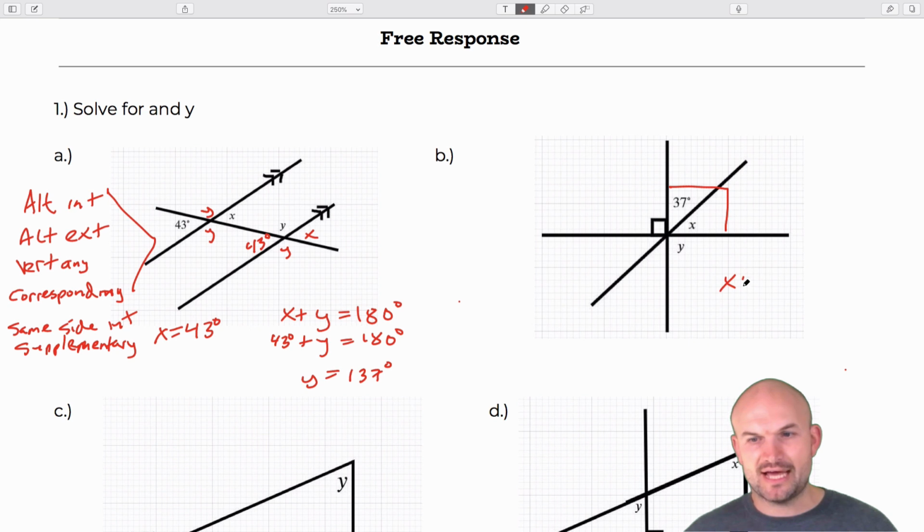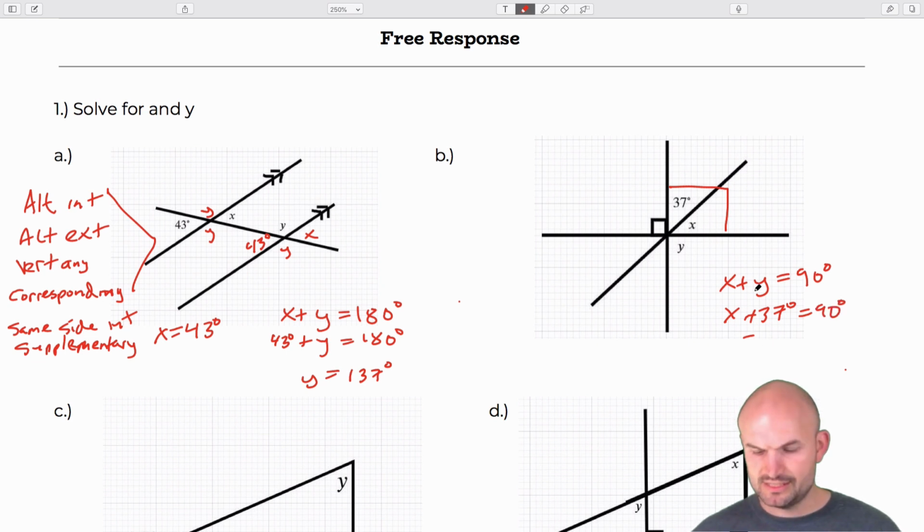So I can write the equation x plus y is equal to, not 180, they're equal to 90 degrees, because when you have two angles that add up to 90 degrees, those are what we call corresponding angles. And in this case, I know x is going to be 37 degrees. So that's going to be x plus 37 equals 90. And now let's just go ahead and subtract.